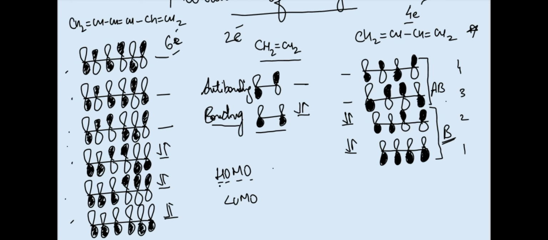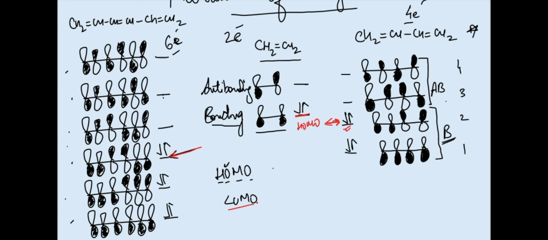But it should be highest and also occupied. This is not occupied. This is also not occupied. So the highest and occupied is this molecular orbital. If someone asks you about HOMO, it should be occupied and should have the highest energy. In this case, there's only one occupied orbital, so this will be the HOMO. In this case, there are two occupied, but the highest energy is this, so this is the HOMO.